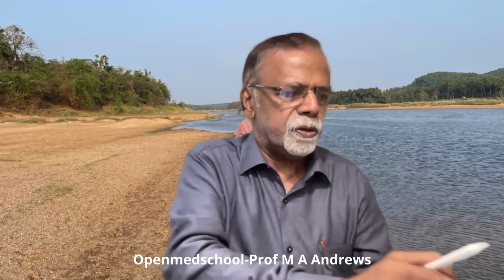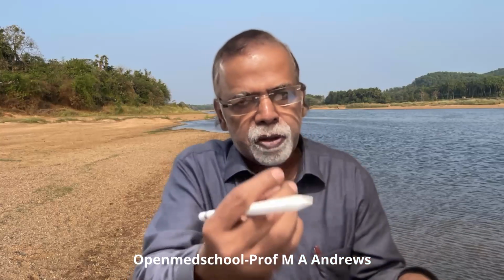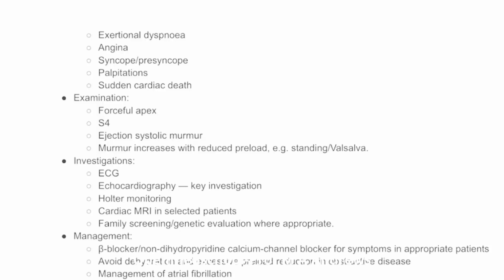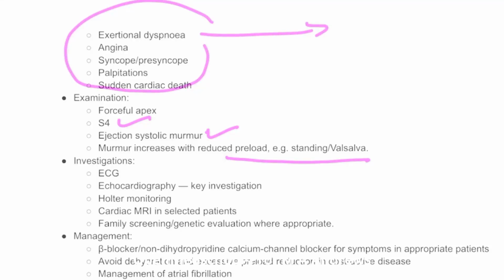So we understood the clinical features and symptomatology of hypertrophic cardiomyopathy. Now let us look at the examination findings. What are the examination findings? You should remember there can be thickening of the myocardium, so the apex can be heaving or sustained. And there is an ejection systolic murmur, and the murmur increases on standing and Valsalva. The important symptoms are exertional dyspnea, angina can occur, syncope and pre-syncope, palpitations, and of course sudden cardiac death.